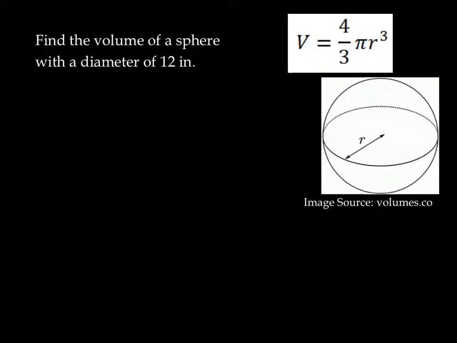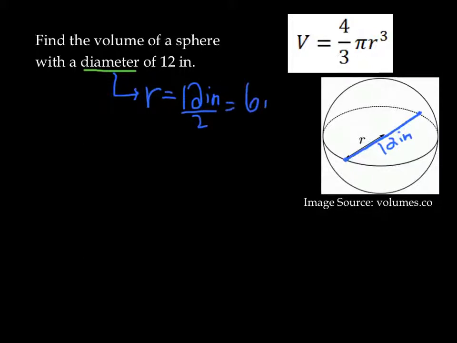Okay, so here's the first basic question. Find the volume of a sphere with a diameter of 12 inches. Now we should recall what a diameter really is. On this diagram, a diameter goes all the way across a sphere or all the way across a circle, and so we have a 12-inch diameter. The radius is exactly half of that. So we could say that the radius is 12 inches divided by 2, or 6 inches.